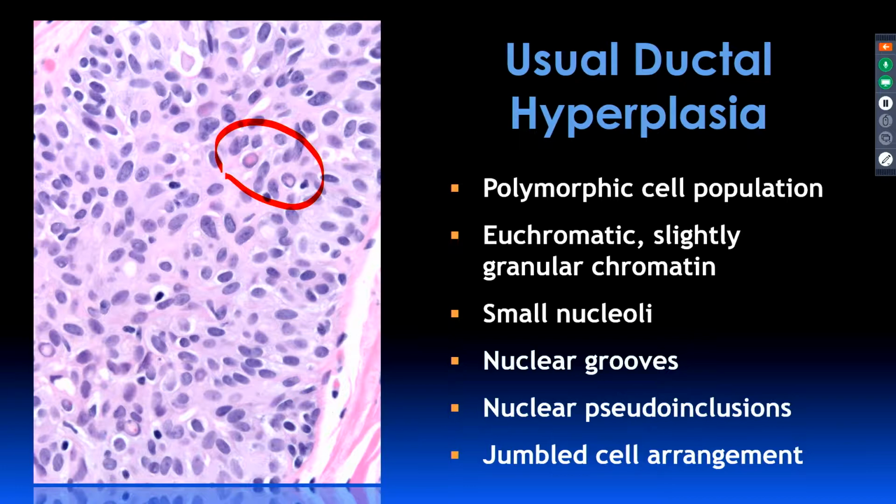You don't see those nuclear pseudo-inclusions in every case of UDH, but if you have them, it's one more feature that you can add to the list that you're stacking up to decide whether these are atypical or non-atypical nuclei. So this just lists the features that we've discussed, very characteristic of usual ductal hyperplasia, and I find them consistent from case to case.